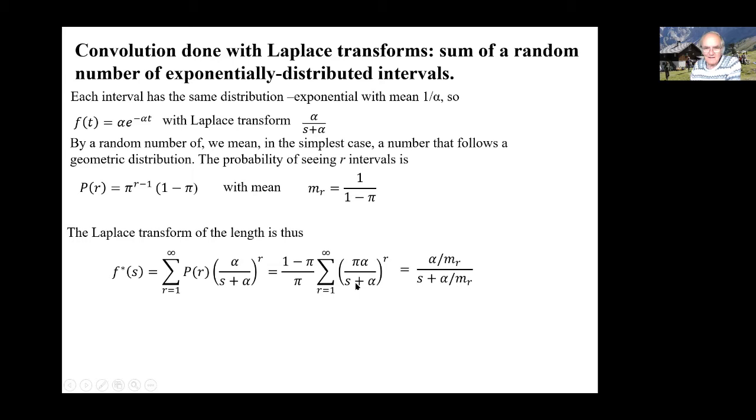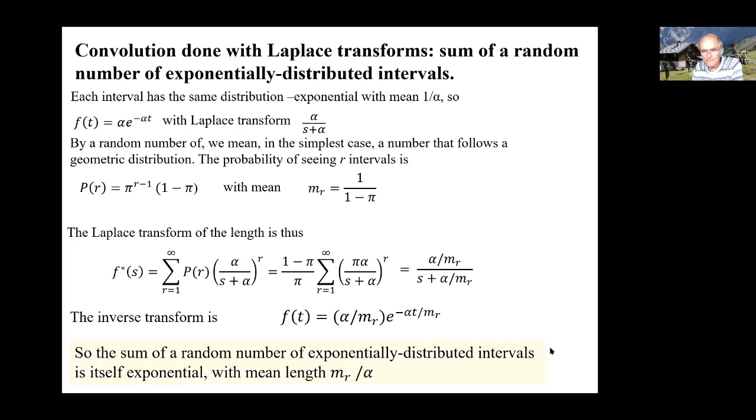And this infinite sum comes out to be alpha on MR over S plus alpha on MR. We'll see why this sum comes to that on a slide shortly. Now you can see that this has exactly the same form as that. So the inverse transform is just an exponential distribution which has a mean of MR on alpha.